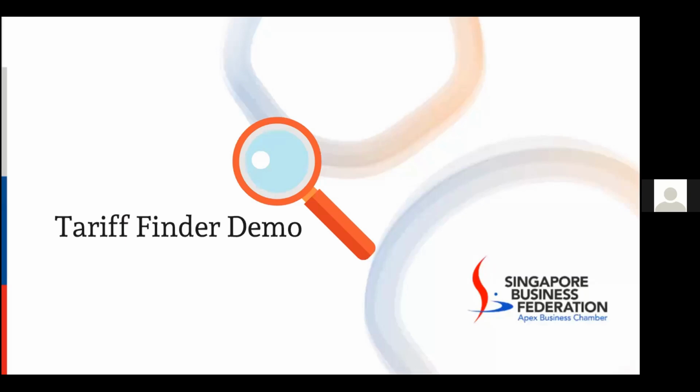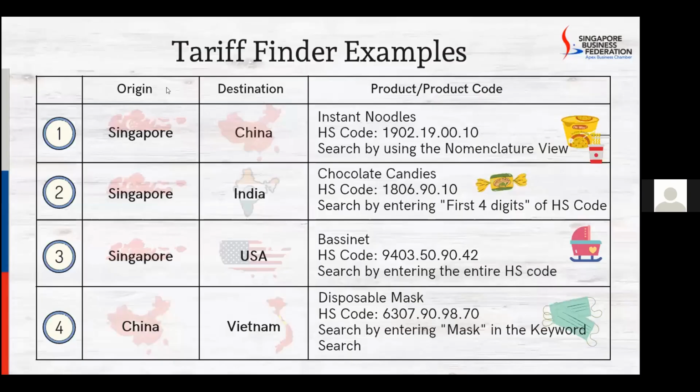To help you understand how Tariff Finder is used, we're doing a demo, and these are the examples that we're going to use. Firstly, we're going to check the results for instant noodles exported from Singapore to China. Assuming that we do not know the HS code, we're going to search by using the nomenclature view. Second example, we'll be exporting chocolate candies from Singapore to India by entering the first four digits of the HS code into the product code field.